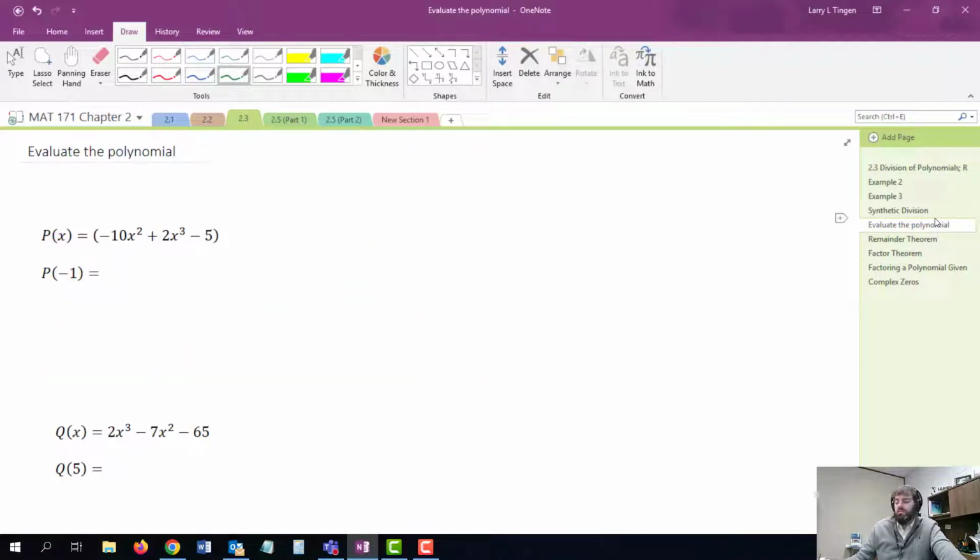So next page, we're going to evaluate the polynomial. P of x here probably looks familiar, Q of x probably looks familiar, because we've dealt with these already. But we haven't evaluated one. So let's follow the directions here. All the x's get swapped out for negative 1s.